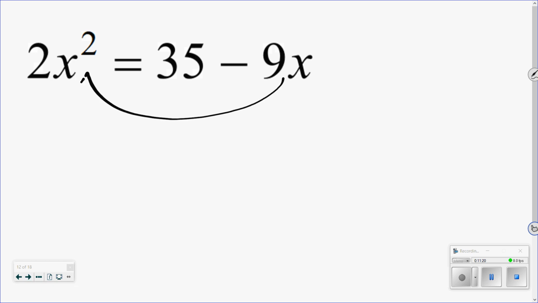So I'm going to move that 9x over, so it'd be 2x squared plus 9x. I'm going to move that 35 over, so it'd be a minus 35. Okay, now I'm going to factor it.